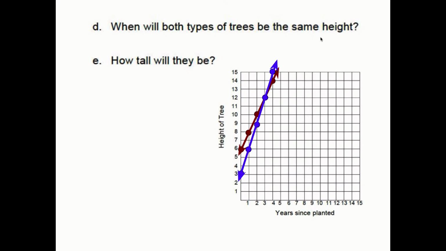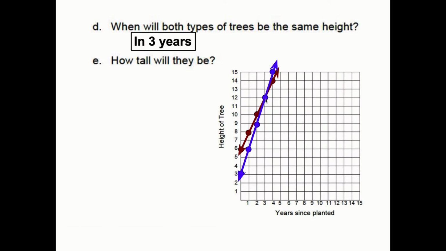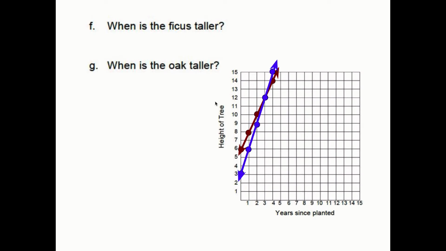So it says, when will both types of trees be the same height? So notice it's when the lines cross, and it's also inside your table what point is in both tables. It would be at 3 years, those trees will be the same height. And then it says, how tall will they be? Well, they will be 12 feet.